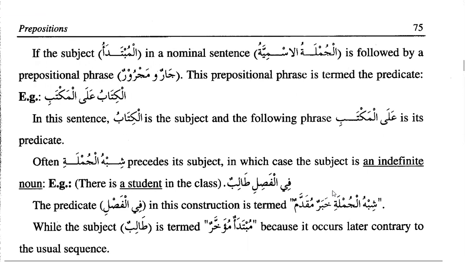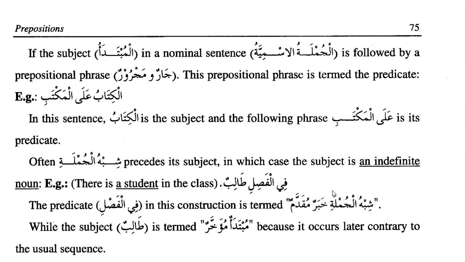Next. If the subject, mubtada, is a nominal sentence, a jumla ismiya, followed by a prepositional phrase, jar wa majrur, this prepositional phrase is termed the predicate, e.g. kitabun ala al-maktabi. In this sentence, al-kitabu is the subject, and the following phrase, ala al-maktabi, is the predicate.